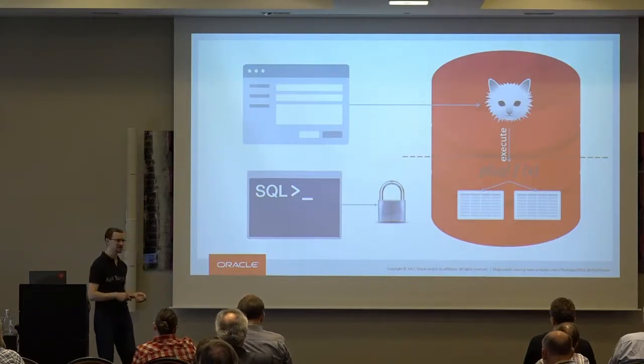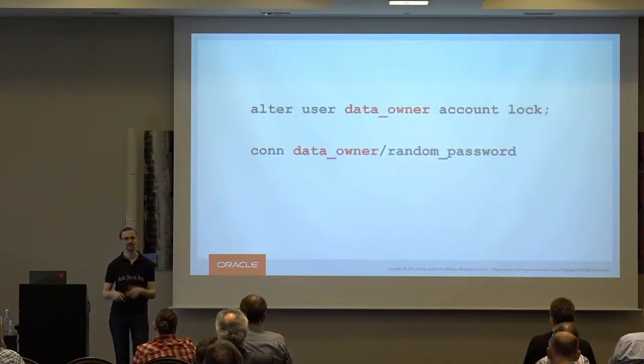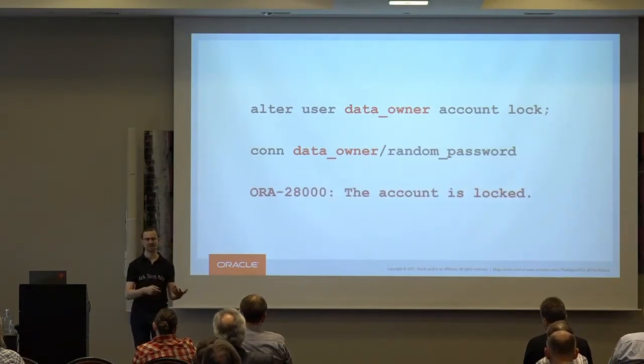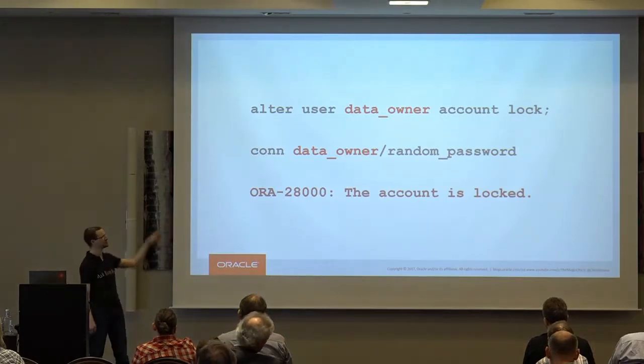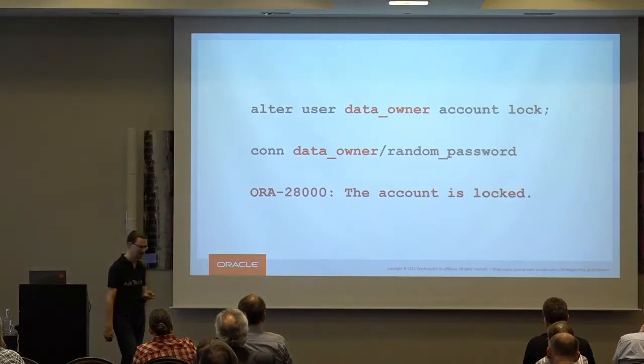And potentially there's another problem. When you lock an account and you try and connect to it, doesn't matter what password you put in, you'll be told the account is locked. We go, well, why does that matter? Why is that a problem? Well, I now know data owner exists. I know that's a schema in the database. And of course, something called data owner sounds like it might have useful information in it.